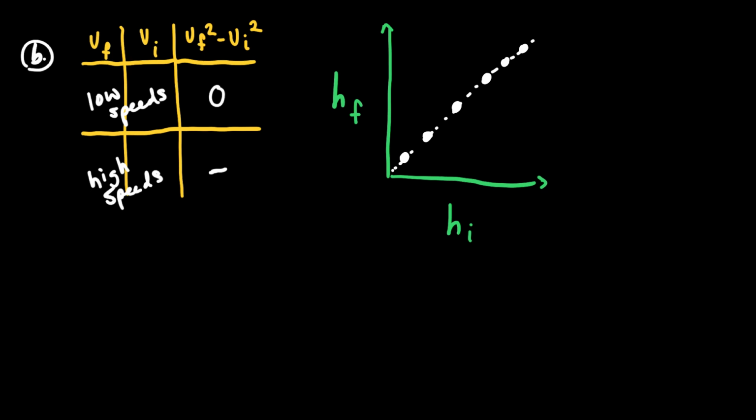And how should it vary? It should vary such that as we get up to bigger heights, the initial height is greater than the final height. So we should expect that if the student's claim is true, that it would follow this linear trend at low speeds, but then as we get up to higher speeds, it should deviate from that line. It shouldn't be linear anymore. The initial height is not going to be met by an equal final height, and so it should taper off like this.